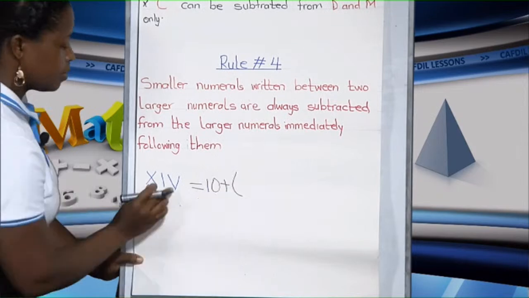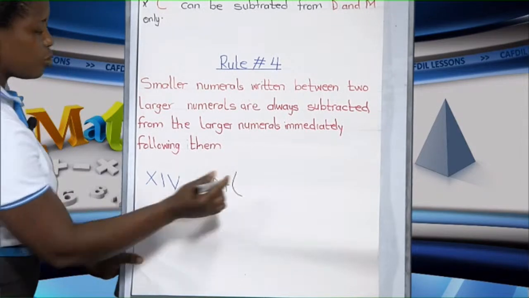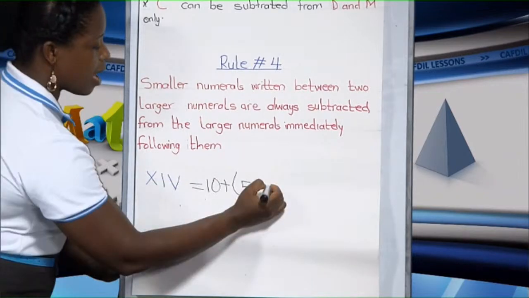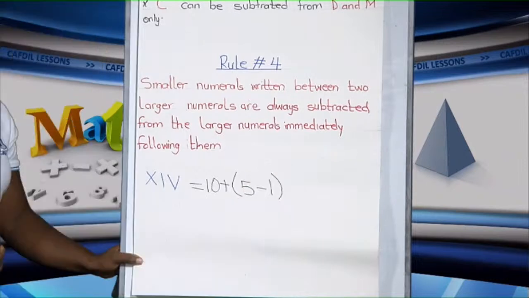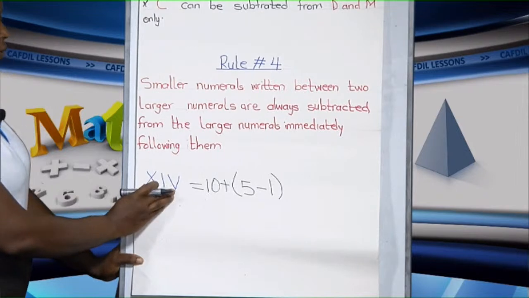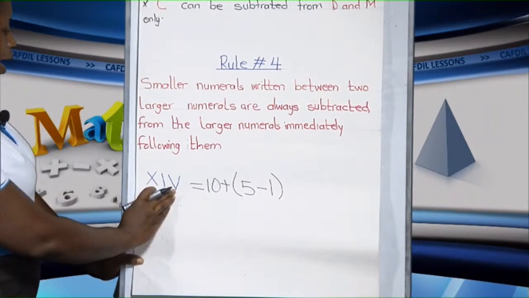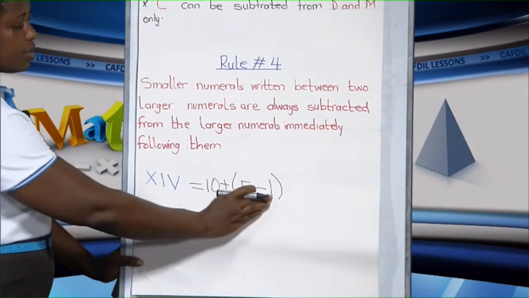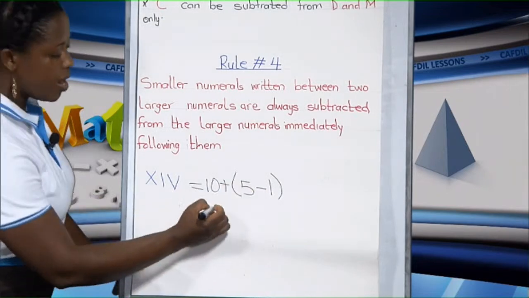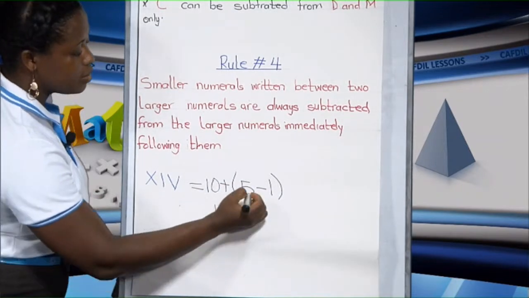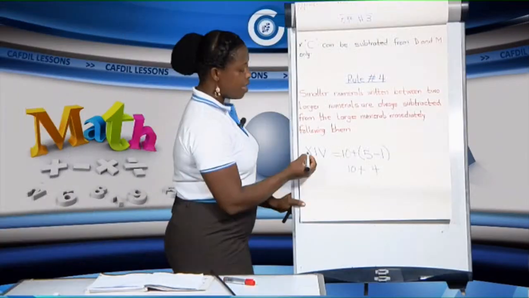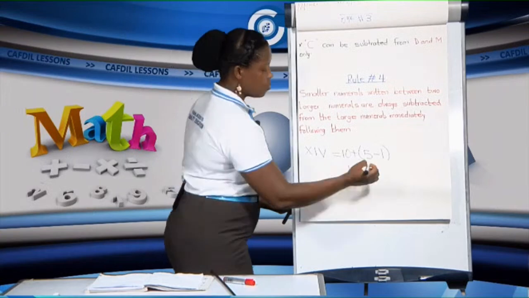And then we know V to be 5. So we must subtract 1 from 5. So this is how it will be. The large numeral following I is 5. So that is why we subtracted 1 from 5. So we have 10 plus 5 minus 1. The numeral XIV will give us 14.